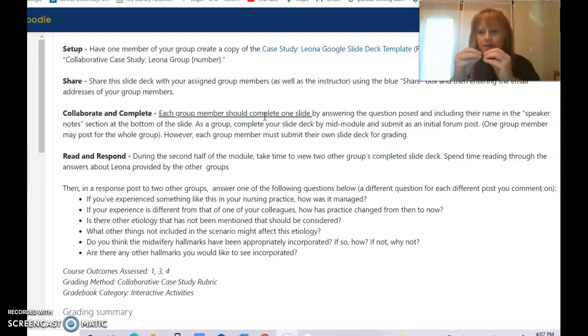You're going to get that done and uploaded as a group, as your entire slide deck, by Thursday, by midweek, just like we always do. You'll submit that as an initial forum post. Remember, 1 person can submit for your whole group into the forum post, which is right under where this collaborative assignment is. But don't forget, each person needs to submit their completed slide deck to be graded.